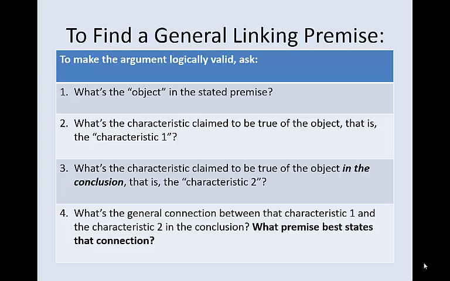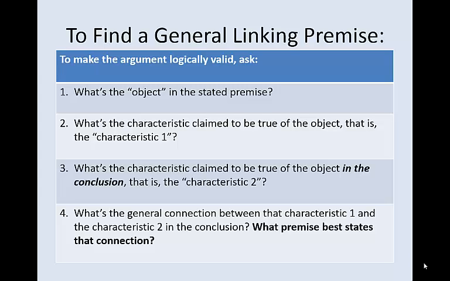Okay, so to make an argument of this type logically valid, we need to find a general linking premise. This is also sometimes called a major premise. I call it a general linking premise because it links up the stated premise and the conclusion, and we're looking for a general premise. So to do this, we need to ask a number of questions.